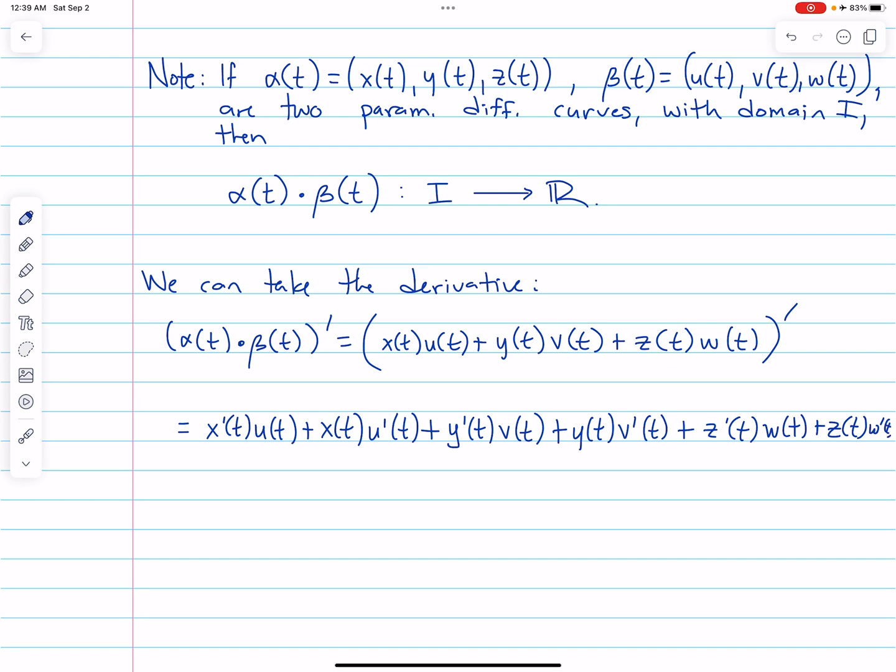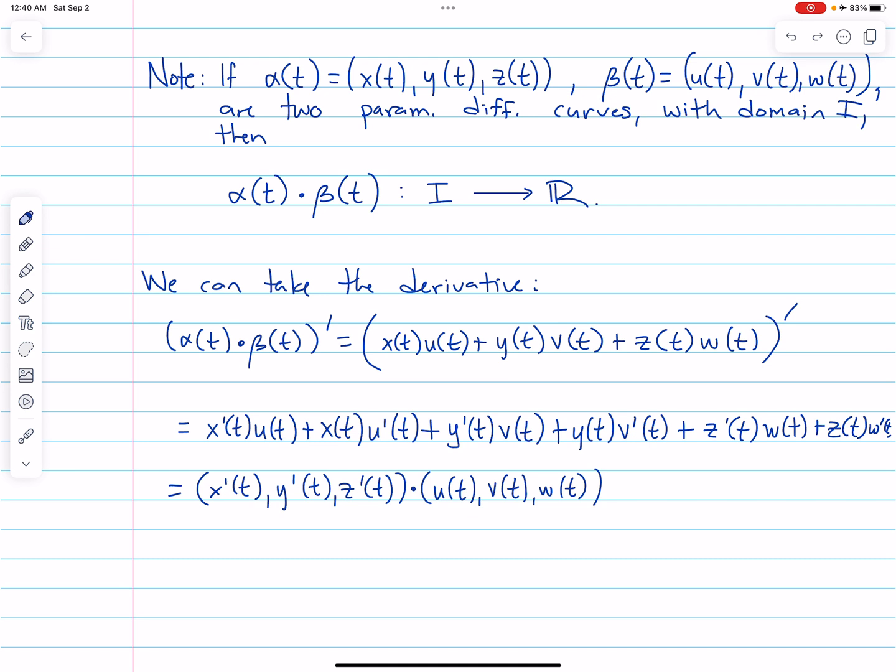Okay, so what we can do is regroup this and split it up. We can take this term and this term, and write it as the dot product of alpha prime. So this is just (x'(t), y'(t), z'(t)) dot (u(t), v(t), w(t)). So we've taken these three terms and split them out as a dot product.